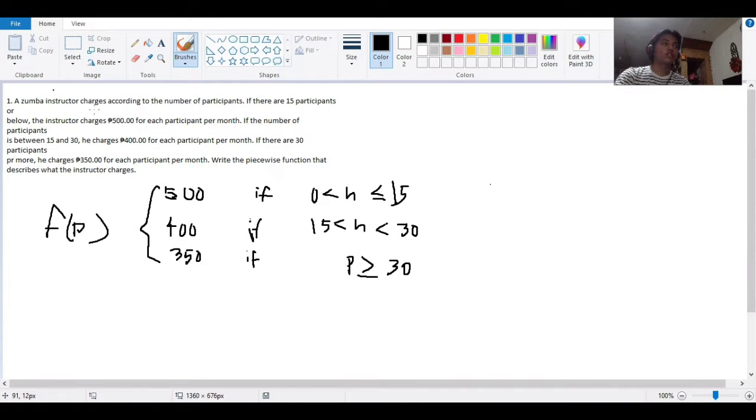About functions, piecewise function. 500 pesos if h is greater than 0 but less than or equal to 15. We got this because of the question: if there are 15 participants or below. 400 pesos if h is greater than 15 but less than 30. This means 16 to 29 because of this question. It's between 15 and 30. If there are 30 participants or more, that means 350 pesos if p is greater than or equal to 30.